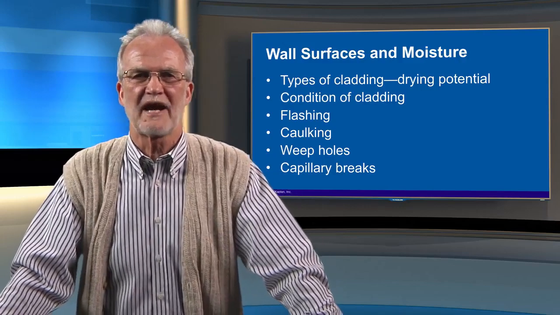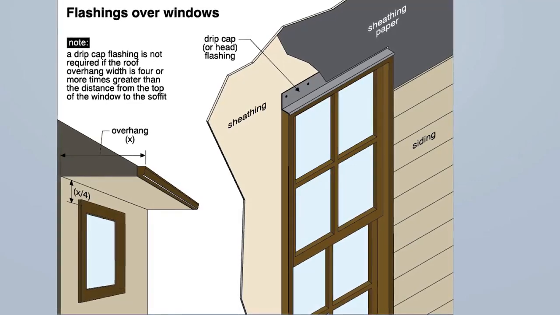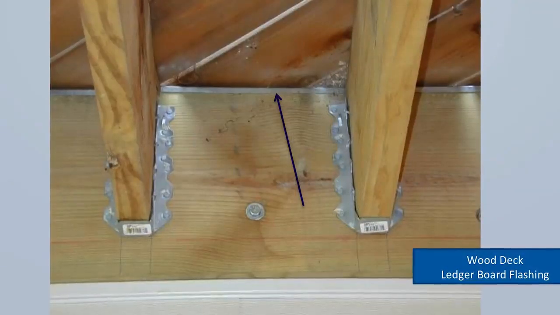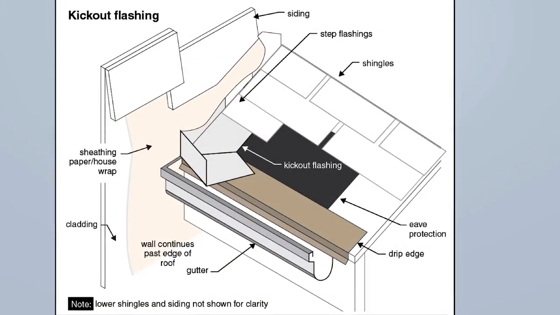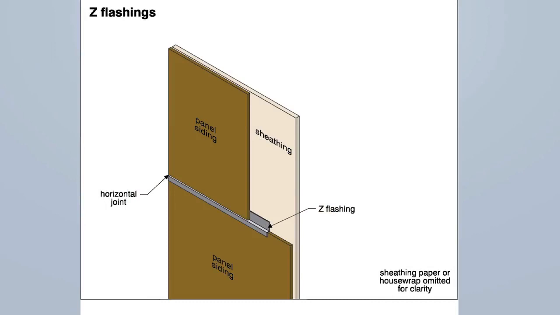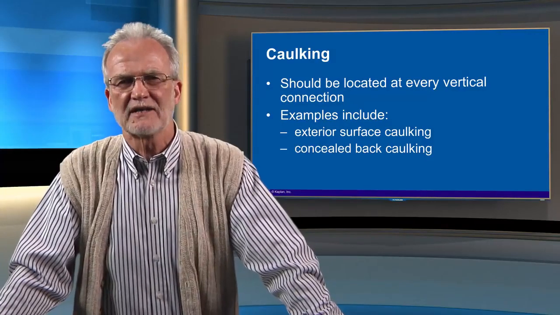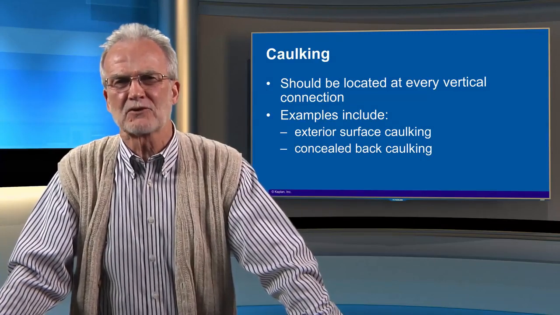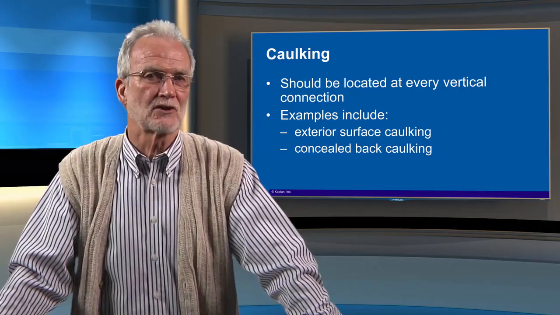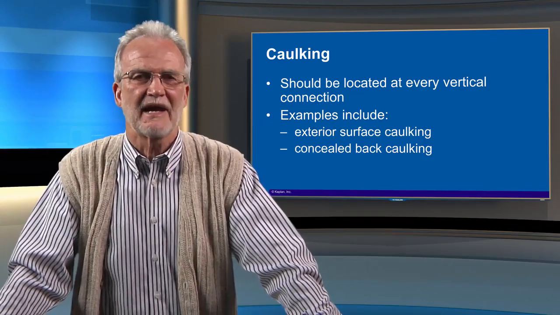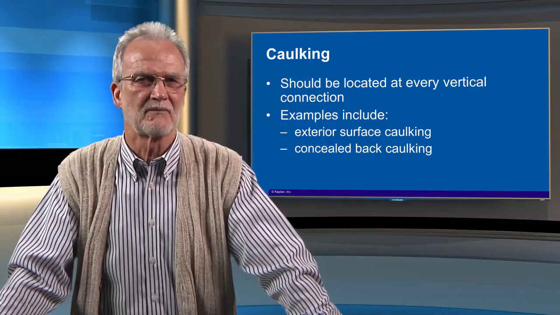Common examples of flashing types and locations are drip flashing over windows, ledger board flashing for decks, kick-out flashing at wall connections, and Z-flashing on wall panels. Caulking is to be located at every vertical connection. Examples of caulking would be exterior surface caulking and concealed back caulking, which is not going to be visible.